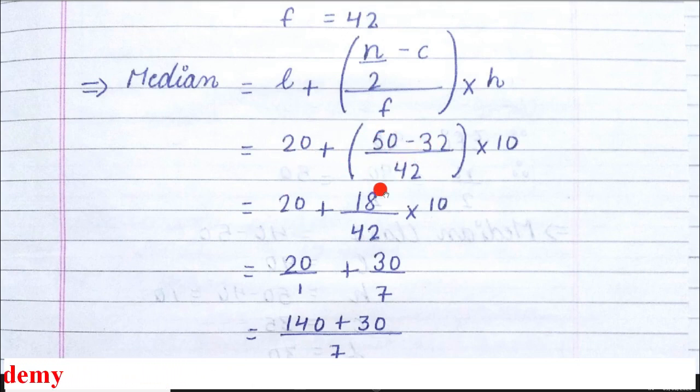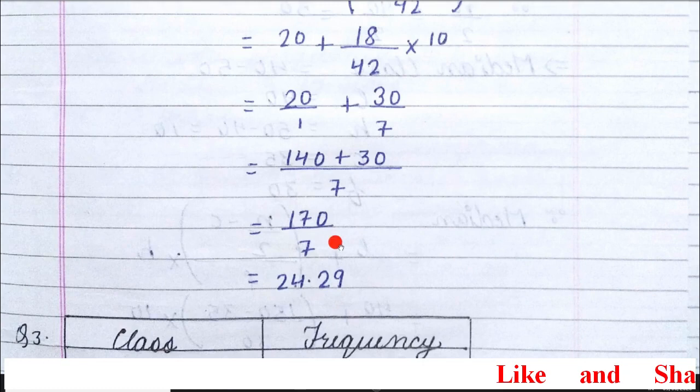So 50 minus 32, just do it, you will get 80. Then multiply them or cancel them, you will get this. Then take the LCM. Finally divide them, and that is the median of question number 2, that is 24.29.